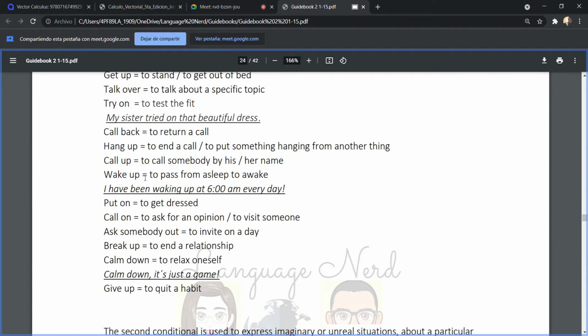Okay, so well, then we have, where were we? This, yeah, wake up. So wake up, it's really easy and really common. So we have the meaning to pass from asleep to awake. Asleep when you're sleeping and awake when you have woken up. Okay, so that's the meaning of wake up. Like today I woke up at 7 a.m. Or you have the example here. I have been waking up at 6 a.m. every day. Then you can say for a month, for a week. Then another phrasal verb is put on. So put on means to get dressed.